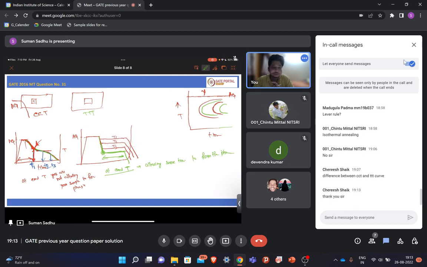Yes. Okay. Basically, in reality, we follow the CCT curve most of the time, because mostly we deal with continuous cooling. And we also sometimes follow the TTT curve when we do the aging treatment or heat treatment. So in this aging treatment, we follow the TTT curve.